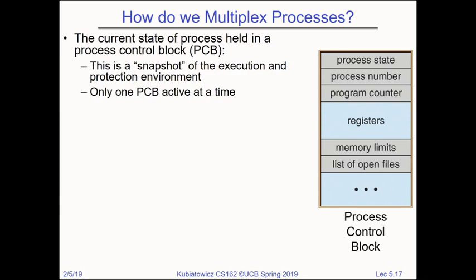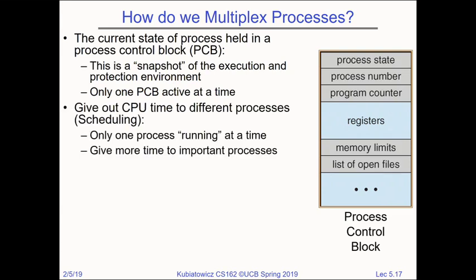If you have 12 cores, there may be at least 12 PCBs that are potentially active, and if they have hyperthreads, maybe 2 hyperthreads per core, there could be 24 PCBs active at once. But this represents the single execution context and its protection state. We're going to give CPU time out to different processes. That's scheduling, and only one process is running at a time on that CPU, and we give more time to important processes. So this idea of scheduling is now going to be interesting.